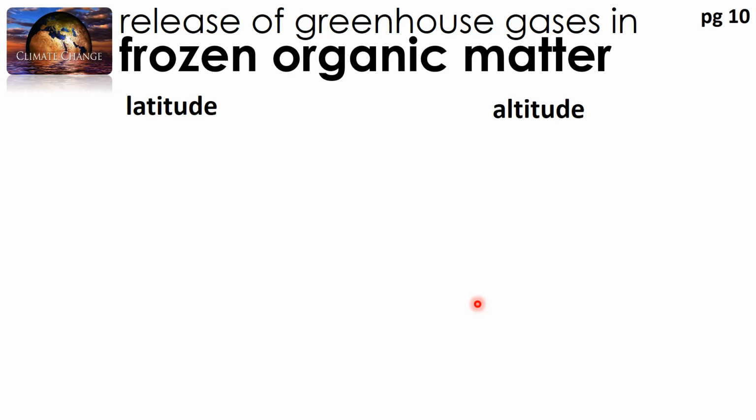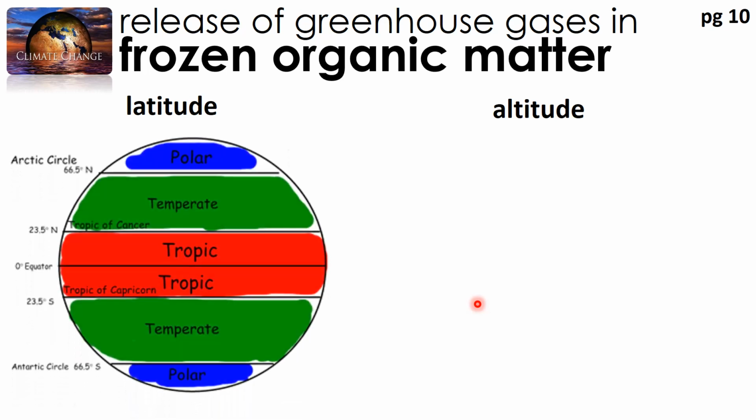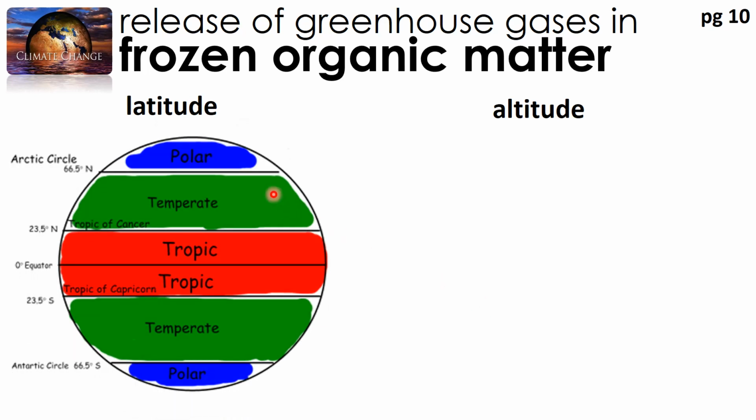Now, the next effect of increased greenhouse emissions is the melting of permafrost. Before I go on further, I have to explain what latitude and altitude are. Latitude is the angular distance of a place north or south from the Earth's equator. I will let you know later that most permafrost is found in our northern latitudes.